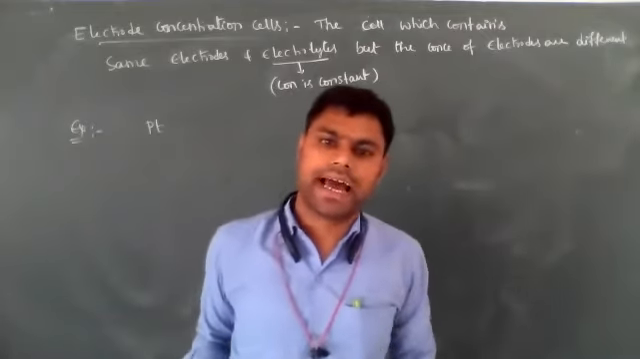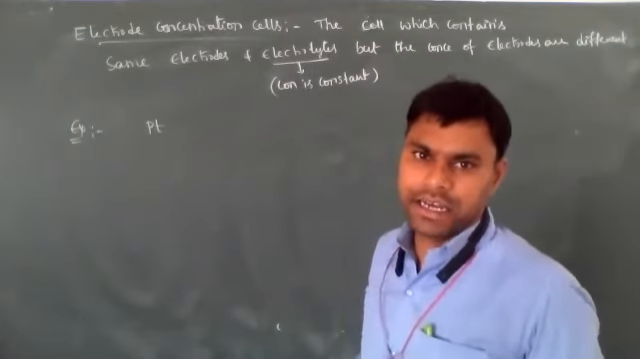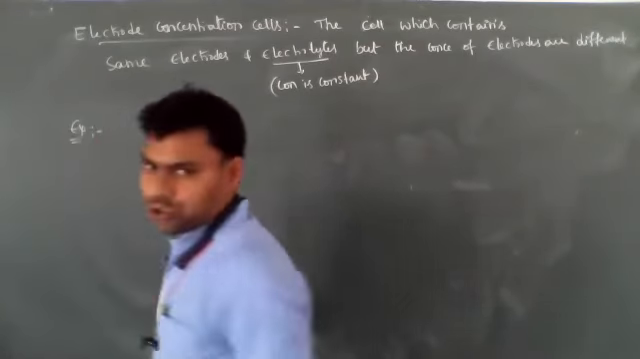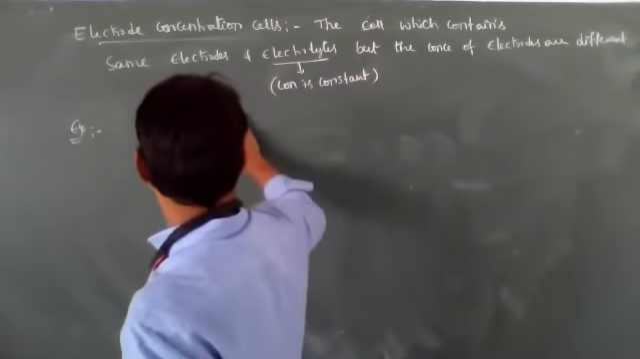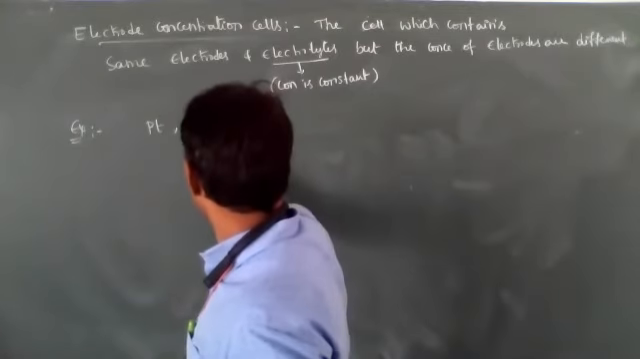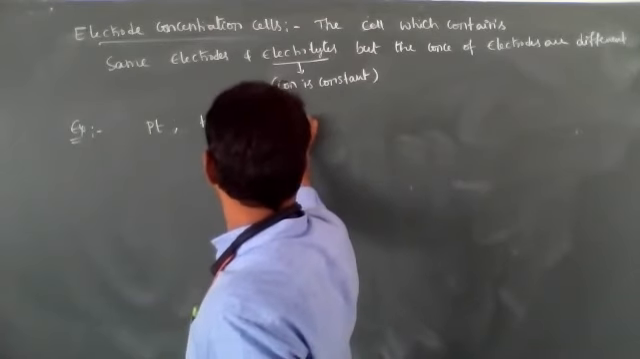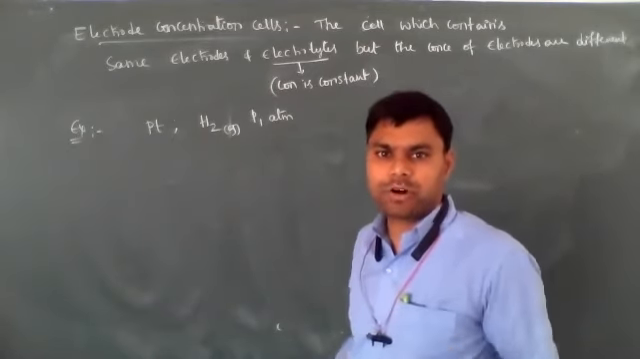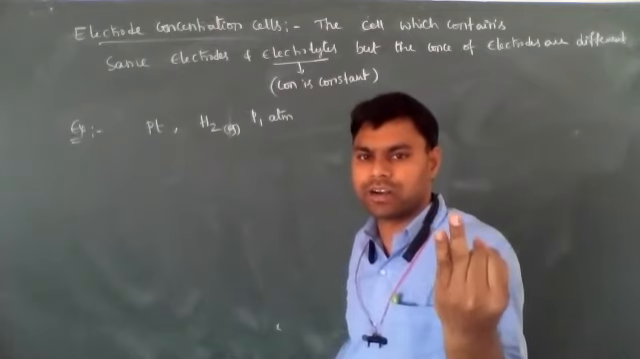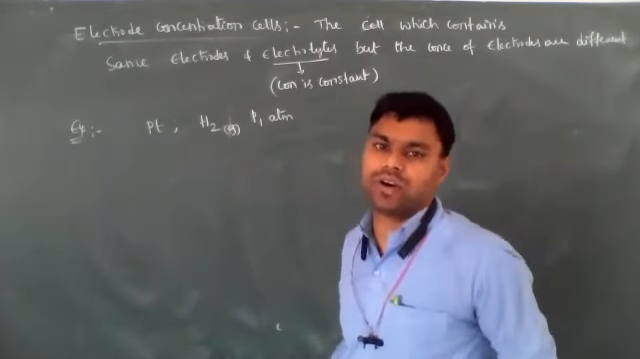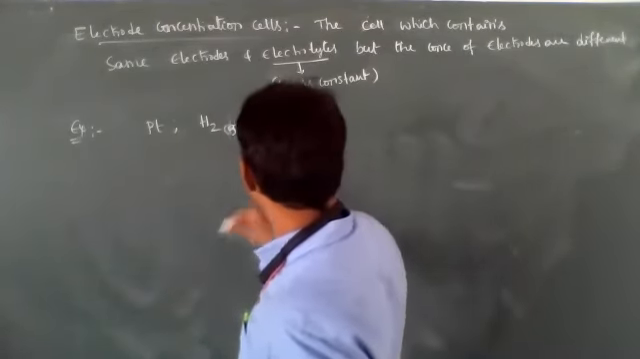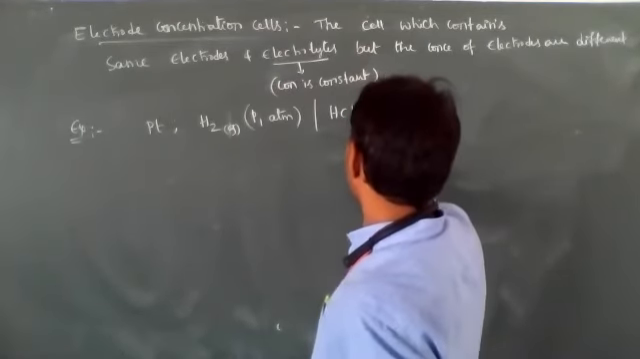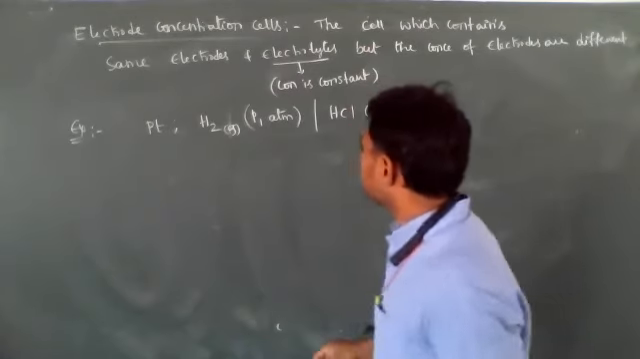Hydrogen electrode: hydrogen gas is in contact with HCl. HCl is the electrolyte, and its concentration is the same. H2 gas, its pressure is P1 atmospheres. Because the EMF of the cell, or electrode potential, depends on pressure and concentration of electrolytes, nature of electrode and electrolytes. That's why here the pressure is P1 and the HCl concentration is C. It is fixed. Salt bridge.